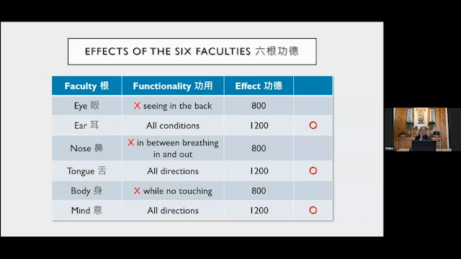You cannot practice with your body when there is no touching. So the effect is only 2/3 of it. And mind is everywhere, so it is still fully functional, 1200 effects. Okay, so just keep in mind that when you practice any of the faculties, you have to know whether it is fully functional or not.